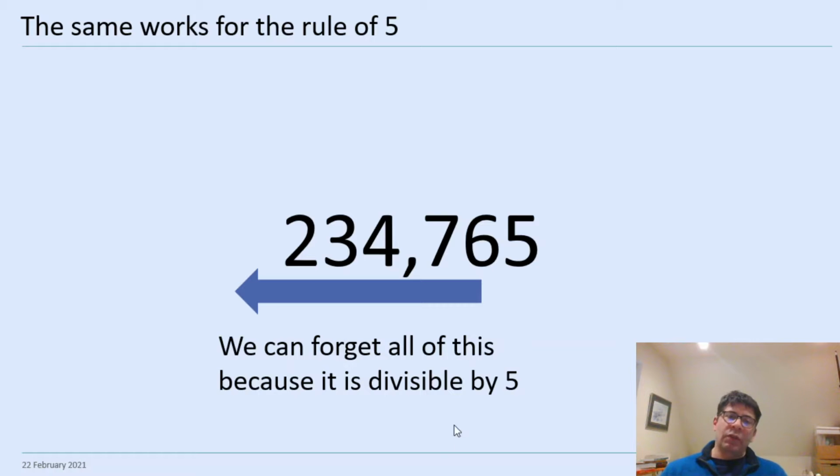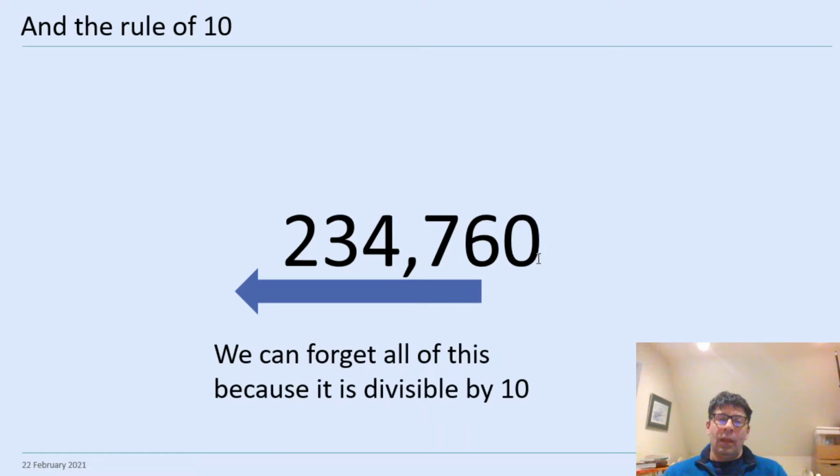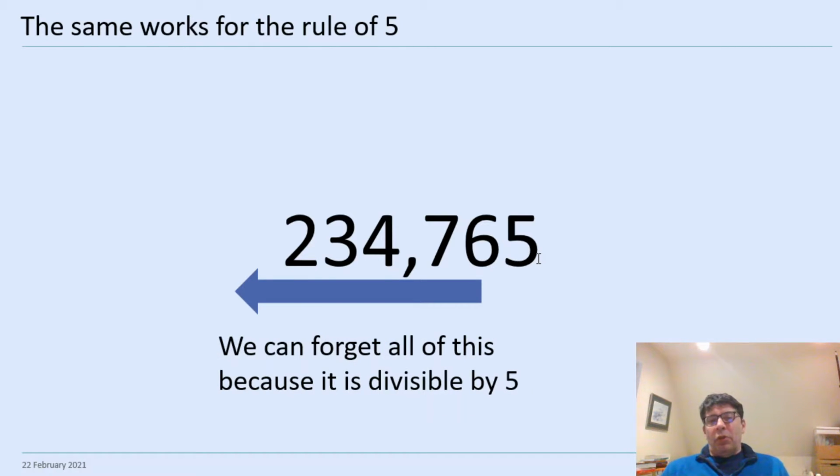The same works for the rule of 5. So if you've got 234,765, we can take away 5 12 times to get rid of the 60. We can take away 5 140 times to get rid of the 700. And the same with the 234,000. We can take 5 away a large number of times to get rid of all of that as well. All we care about with the rule of 5 is the last digit, and the last digit is 5, or also if it had been 0, that's absolutely fine, and that tells us the whole thing is divisible by 5.